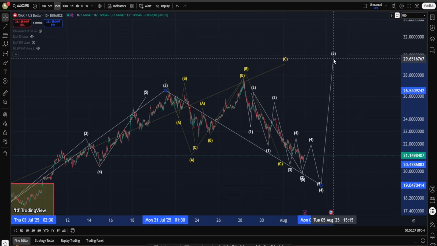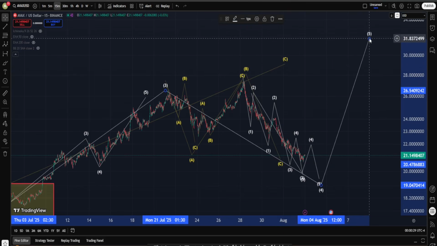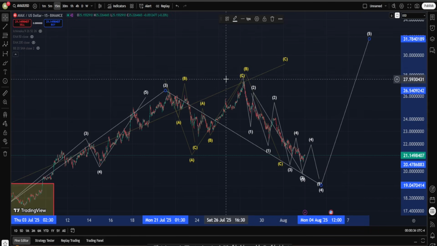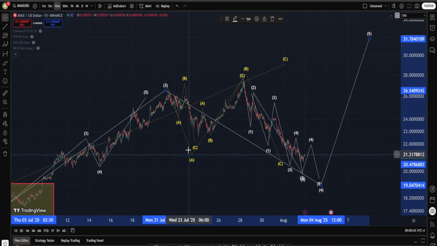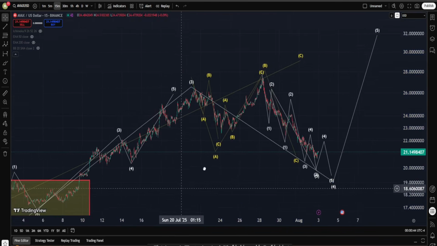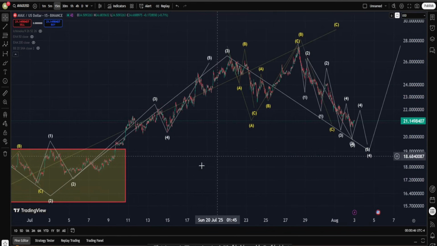And what's next if this count is happening? You know the answer, another big move up into wave 5, and the minimum target for it is going to be taking the highest side in here, about $27.5, but I believe we are actually going to go quite a bit higher than that.